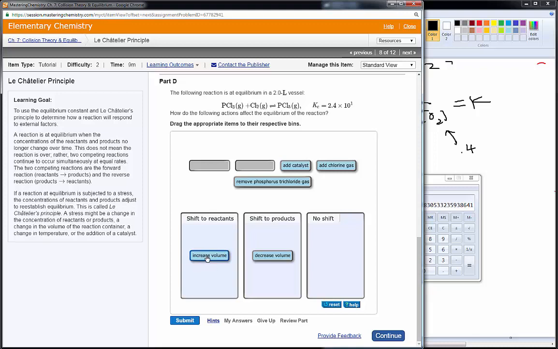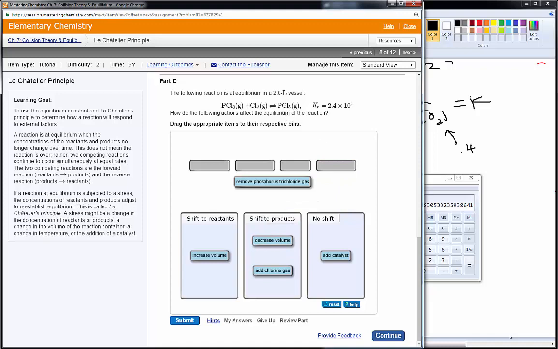So if I increase the volume, then I've got more space for those to form. Adding a catalyst doesn't change where the equilibrium lies, it just makes the reaction go faster. So it might make it reestablish equilibrium faster, but there's not going to be any shift towards reactants or products. If I add chlorine gas, that's adding a reactant, then I'm going to get more of my PCl5 product. That's one way that we reestablish equilibrium, by consuming what was added and making more of the thing on the other side. So that's going to shift towards product.